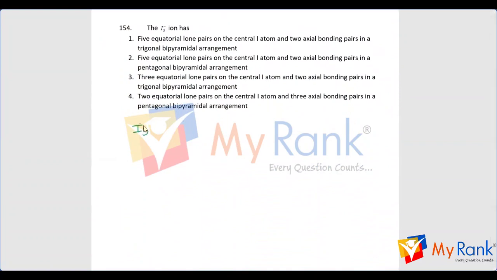Now, I3 minus has. So, the total number of valence electrons, how many are there? So, 3 into group number of iodine 7 plus 1 electron extra, 22 electrons are there. Based on this one, we'll write the Lewis dot representation. Iodine, iodine, iodine. In the Lewis dot representation, the terminal atom, whatever it may be, must obey octet configuration. Therefore, 8 electrons. Again here it must obey octet configuration, 8 electrons.